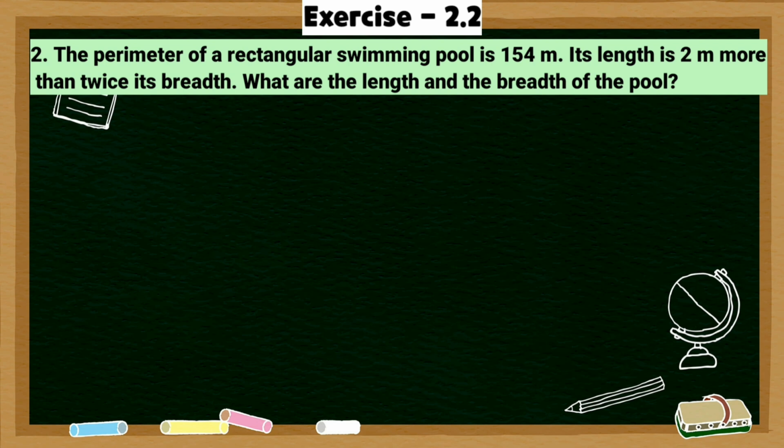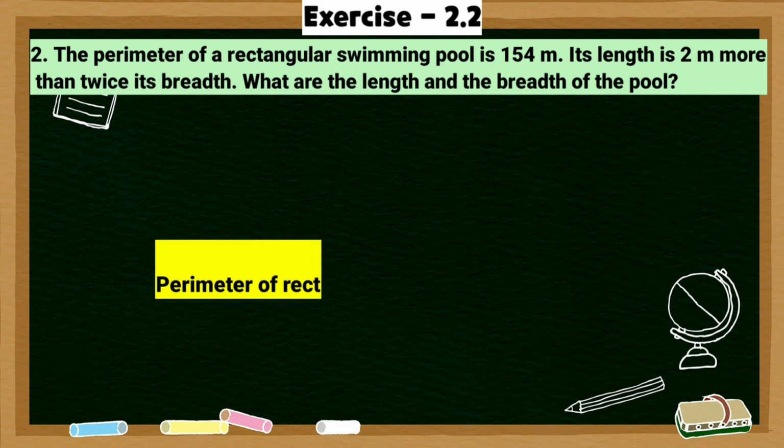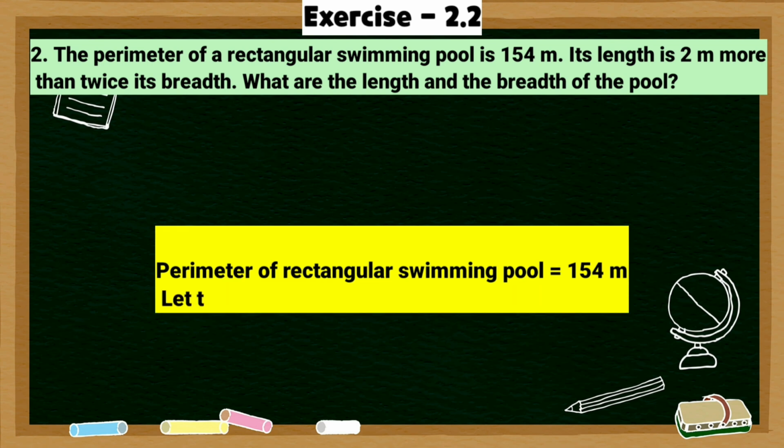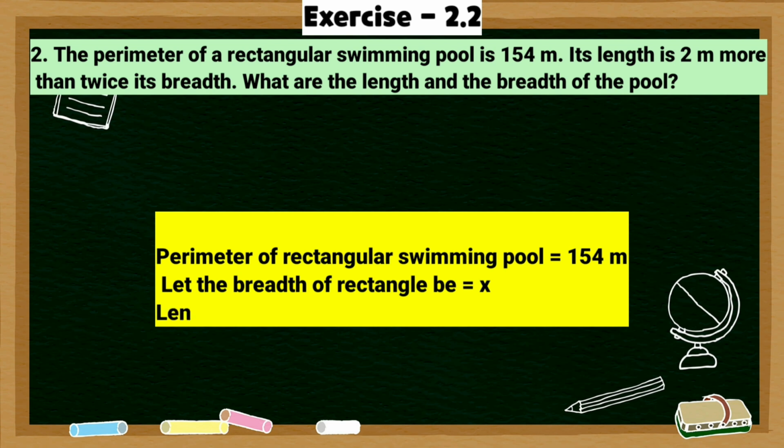The perimeter of a rectangular swimming pool is 154 meter. Its length is 2 meter more than twice its breadth. What are the length and the breadth of the pool? Let's start the solution. Perimeter of the rectangular swimming pool is given 154 meter. Let the breadth of the pool be x meter. Its length is 2 meter more than twice its breadth. Breadth is x, so twice breadth is 2x and 2 more will be 2x plus 2. So the length of the rectangle is 2x plus 2.